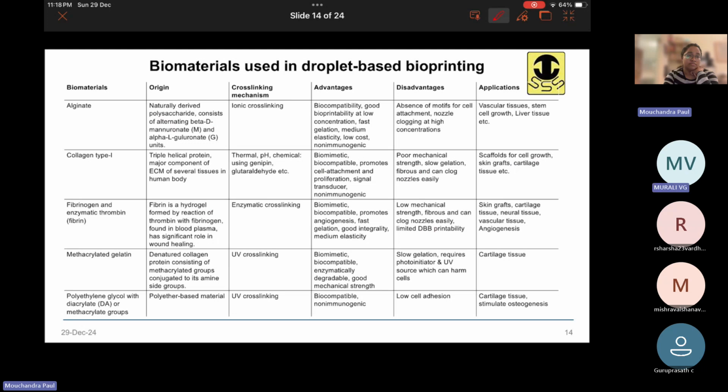And there are some materials that are very widely used, like alginate, collagen, methacrylated gelatin, PEG or PEGDA type materials. Each of them has their advantages and disadvantages depending on your tissue type, and what is available to you, what is cost effective for your project. You will choose your material and do the bioprinting.